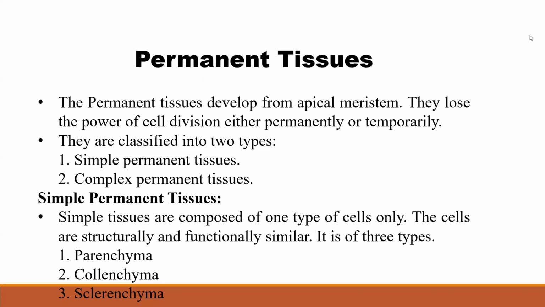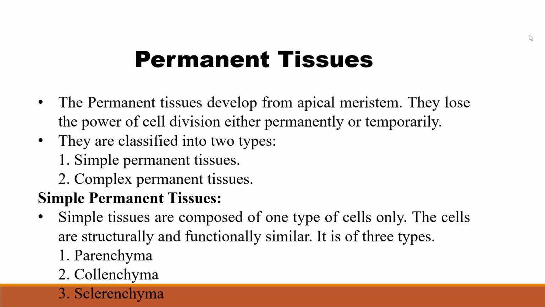The first one is the simple permanent tissues. Simple tissues are made up of only one type of cells, and the cells of these simple permanent tissues are structurally and functionally similar. They perform a similar function. Whereas the complex permanent tissues are made up of more than two types of cells. First, the simple permanent tissues.